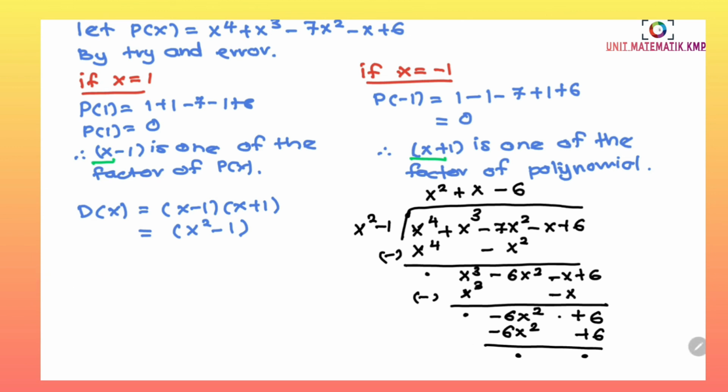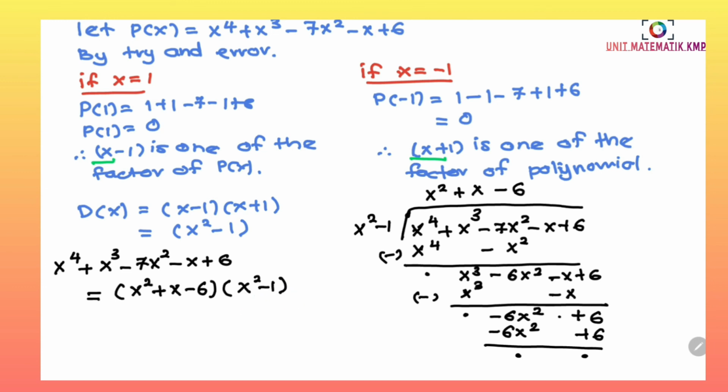Therefore x power 4 plus x power 3 minus 7x squared minus x plus 6 is equal to Q(x) times the divisor. What is our Q(x)? Q(x) is x squared plus x minus 6, times the divisor, which is x squared minus 1. From here we need to factorize completely before we can find the roots.